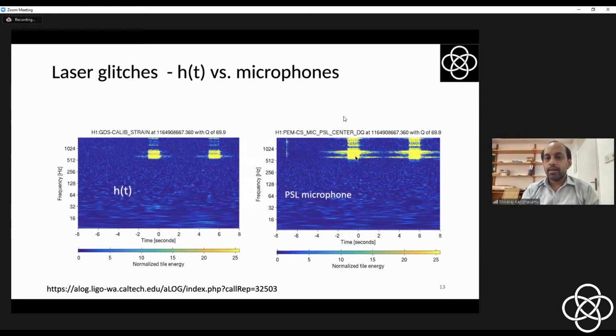I will play the sound of this signal. Most of you probably will identify it.